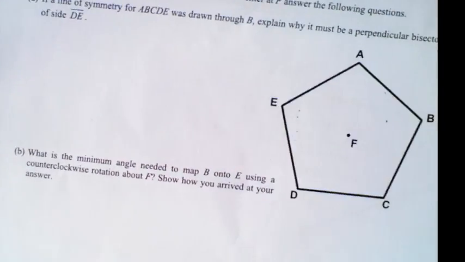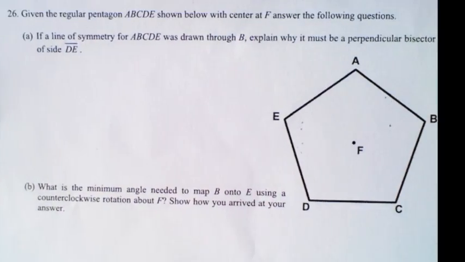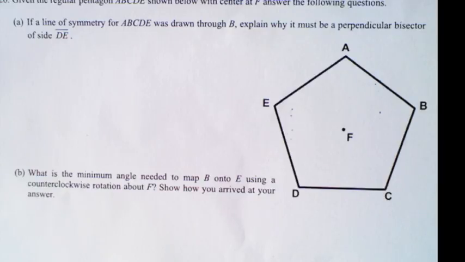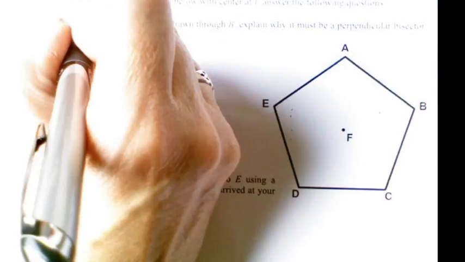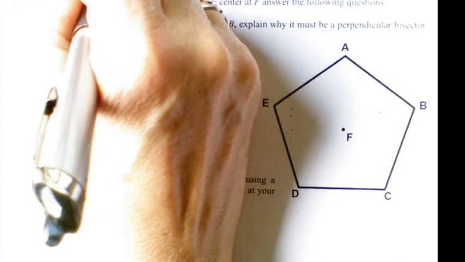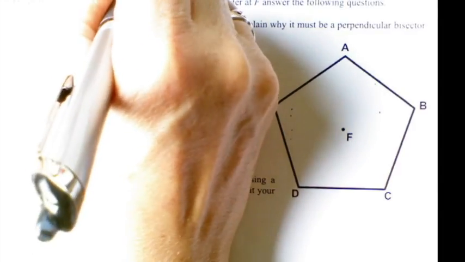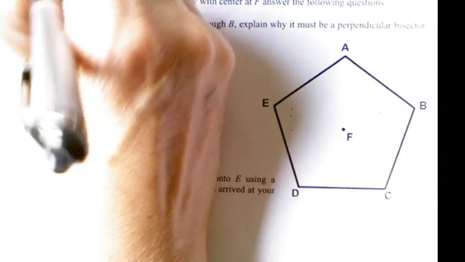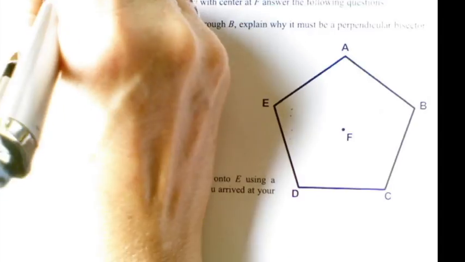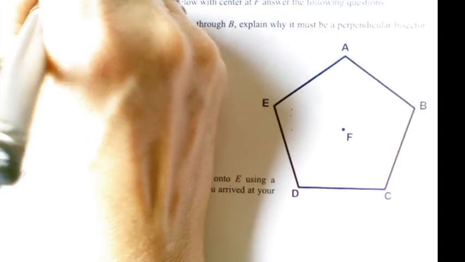And now we are up to the very last problem. This is a more challenging one. All right, given the regular pentagon, and by saying regular pentagon, I understand two things. It has 5 sides, and by saying the word regular, all sides and angles are congruent.